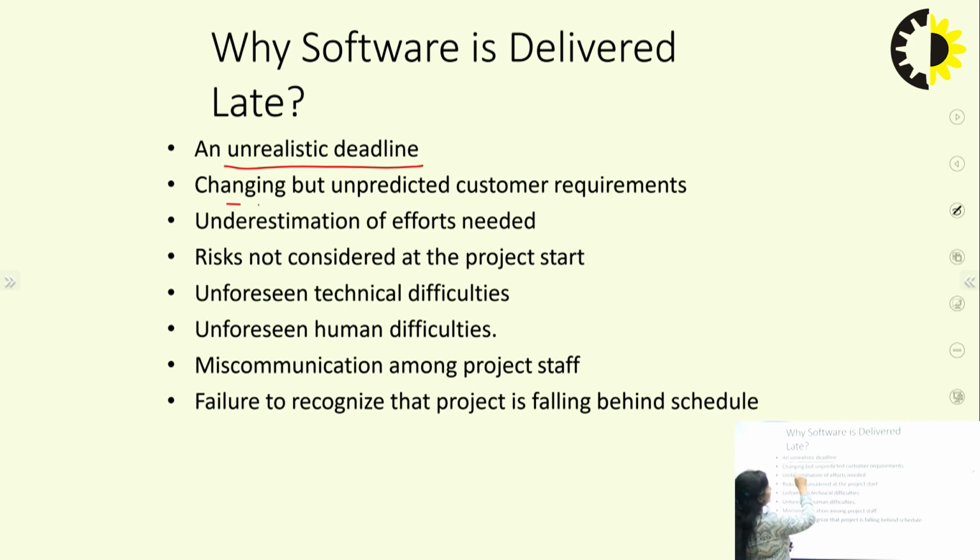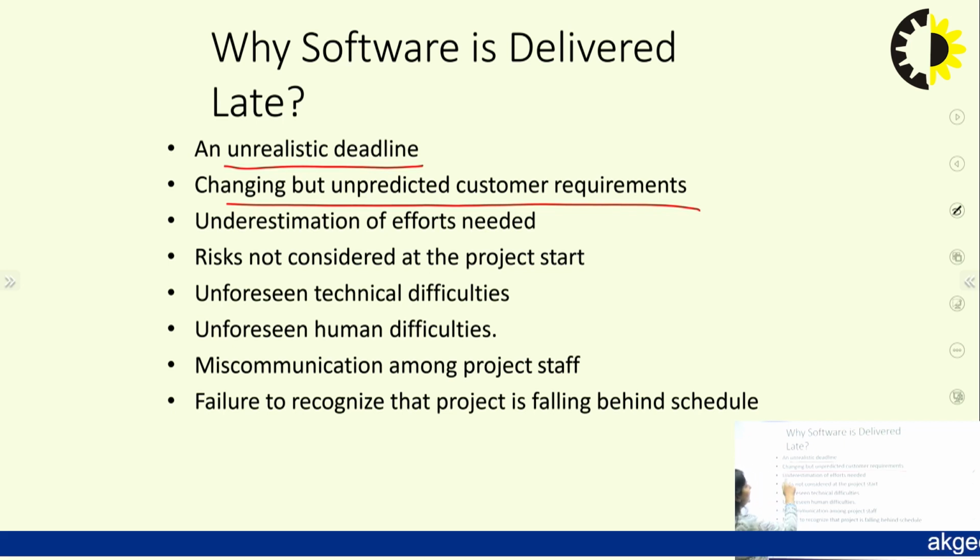Next, it is changing but unpredicted customer requirements. As the project is progressing, since the customer is not able to identify his requirements, he is going to change the requirements again and again. So, changing requirements is another factor. Third one, underestimation of the efforts needed. Suppose it was estimated that 12 lines of code were required, but actually it was an amalgamation of many other technologies as well. So, this is underestimation of the efforts needed.